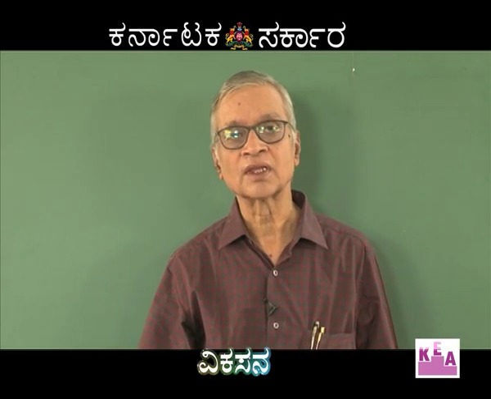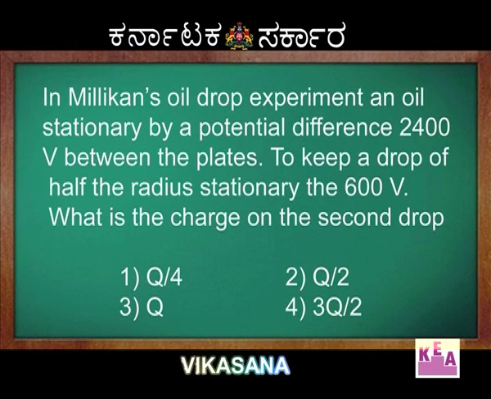Let us now go to the third question. In Millikan's oil drop experiment, an oil drop carrying a charge Q is held stationary by a potential difference of 2400 volt between the plates. To keep a drop of half the radius stationary, the potential difference had to be made 600 volt. What is the charge on the second drop? Options are: 1) Q divided by 4, 2) Q divided by 2, 3) Q, and the fourth is 3Q divided by 2.